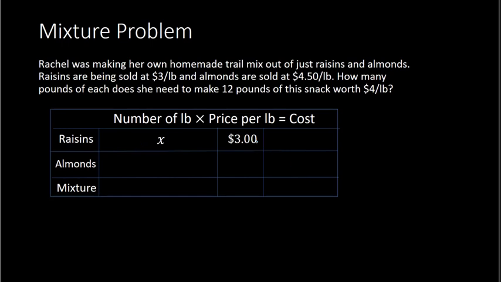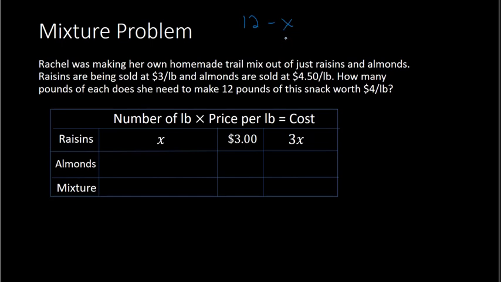So the cost is found by multiplying 3 times X to get 3X. Now for the almonds, we need to write this in relation to raisins. We know that the mixture is going to be 12 pounds, so the mixture is 12. We could put 12 down here in a moment. We know that the raisins plus the almonds total 12 pounds. So if your total is 12 pounds and you have X pounds of raisins, almonds would be 12 minus X.